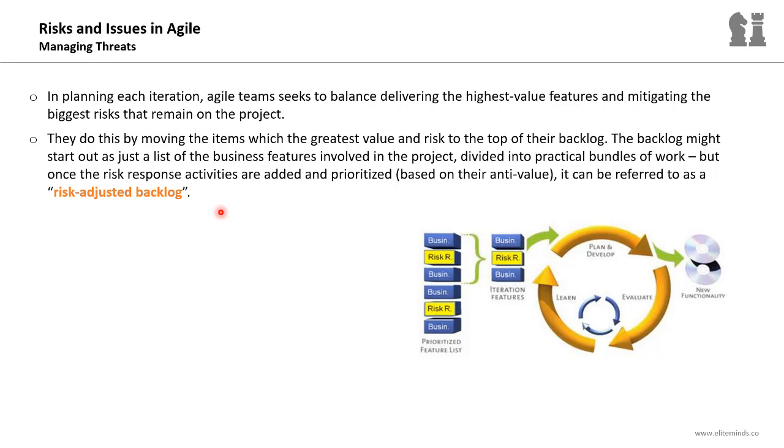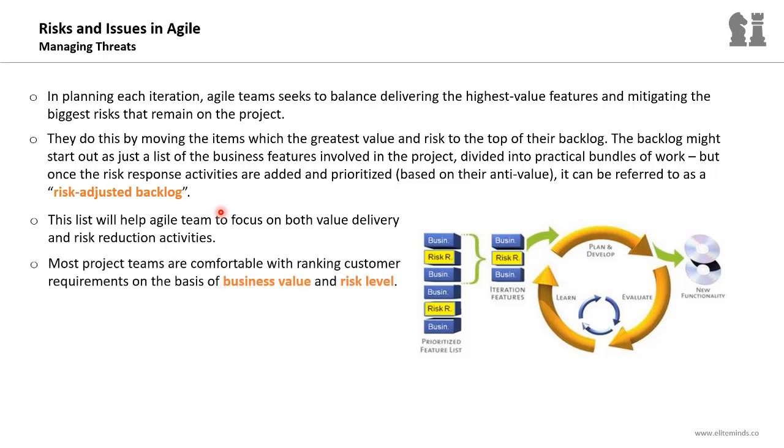So a regular product backlog will have the user stories or the items prioritized as per the expected business value of each item. When you add the risk mitigation activities and efforts into this backlog and reprioritize the items taking into account the risk response planning activities, it will be known as a risk-adjusted backlog. This list will help the Agile team focus on both value delivery and risk reduction activities. So the idea is dealing with risk reduction activities as part of the project scope.